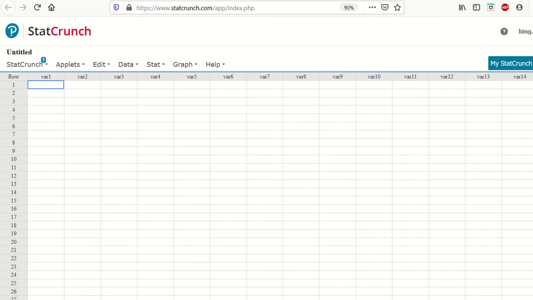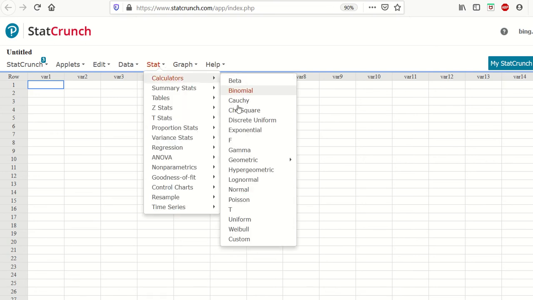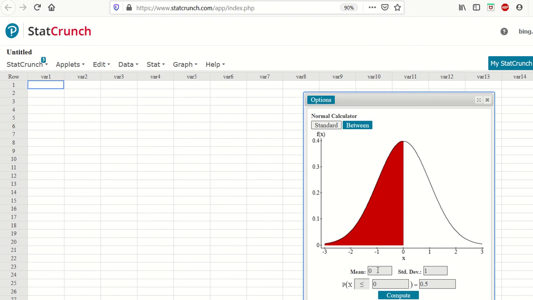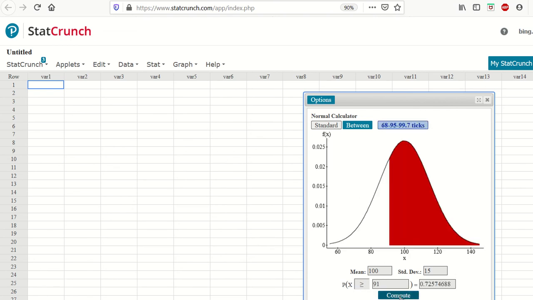Of course, you can use StatCrunch to find the same value. Go to Stat, under Calculators, Normal, put the mean 100 and the standard deviation 15, and we're looking for the area that is greater than the value of 91, so greater than. So here you will find the same value.